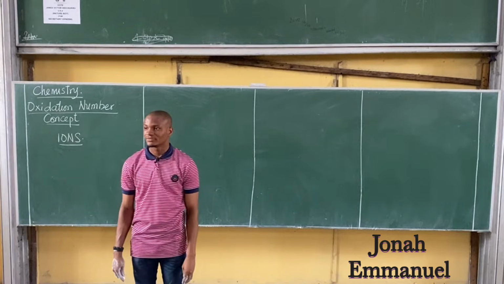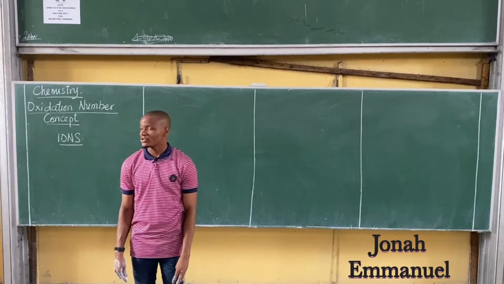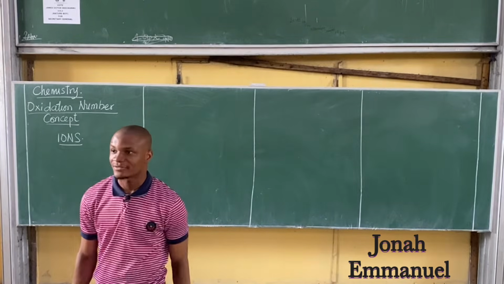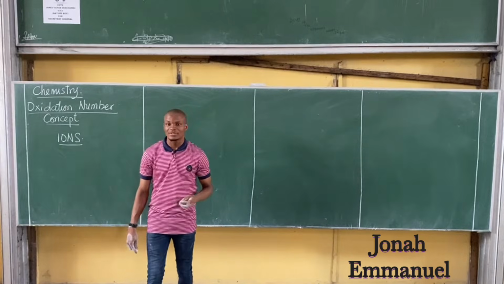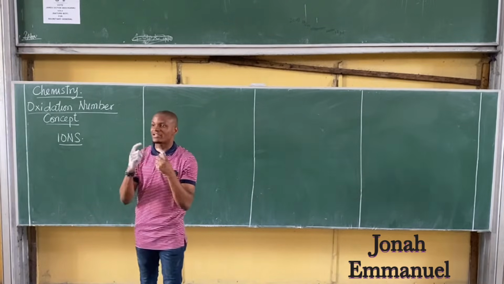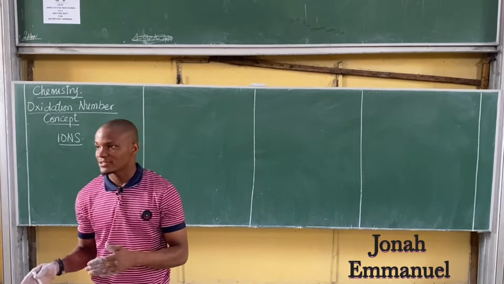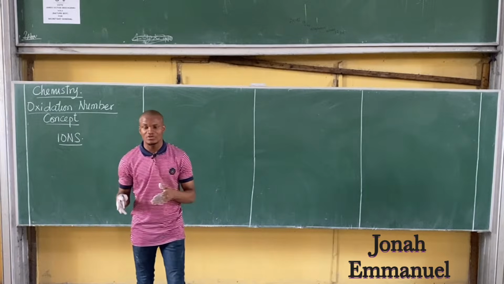What's an ion? Alright, ions are elements or compounds that contain electrical charges.